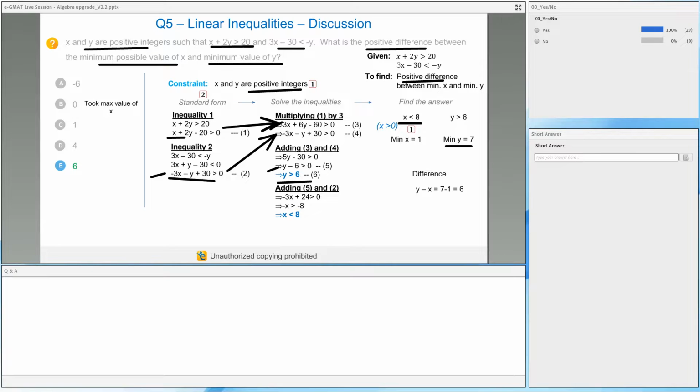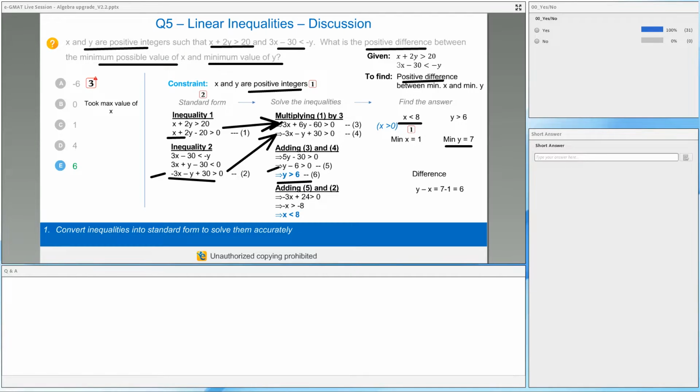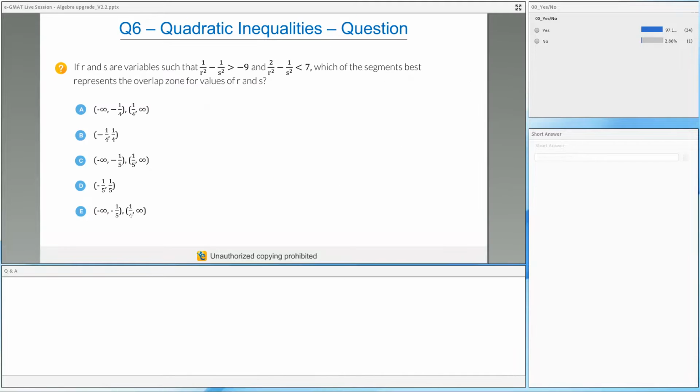Okay. So once again, please keep this in mind: whenever you have two inequalities, bring them to a standard form and then solve them. It's very easy to solve. And please, when I'm saying positive difference, it means larger minus smaller number. And don't forget the constraints. If you forget the constraints, you'll end up making a mistake once again. Okay, with this, let's come to the next question.